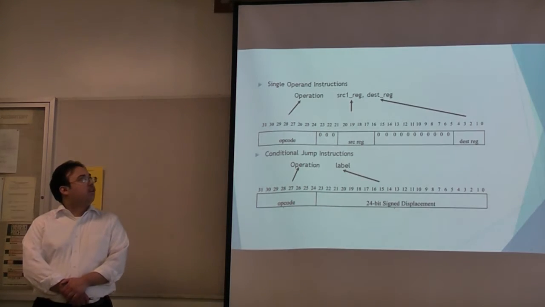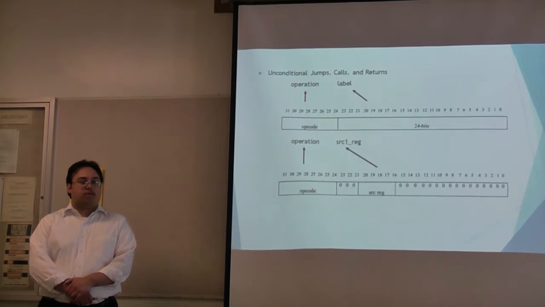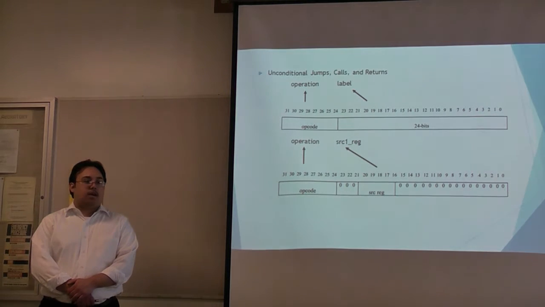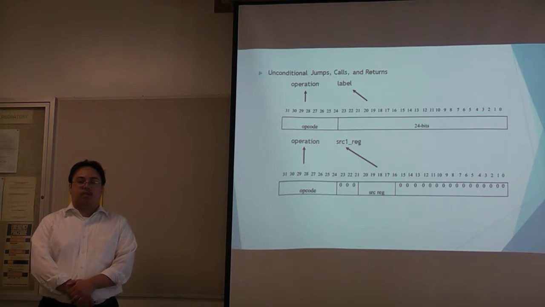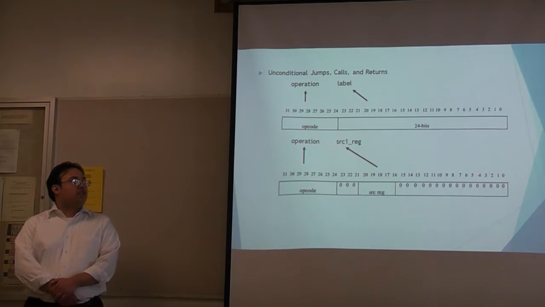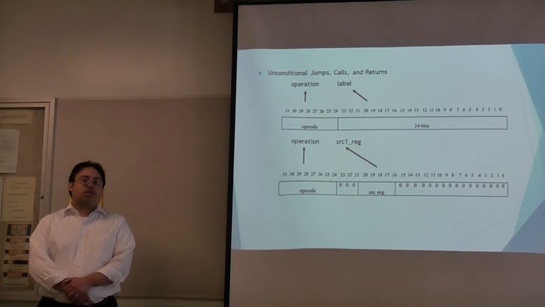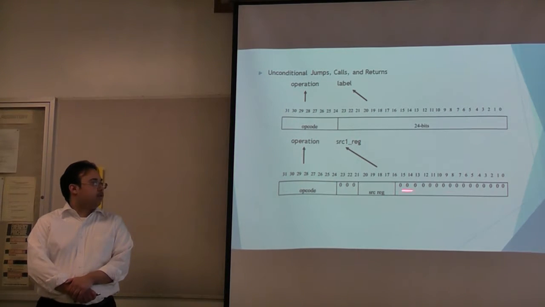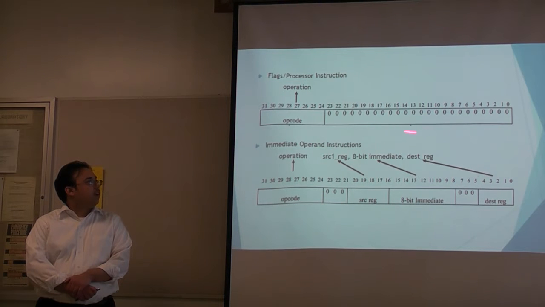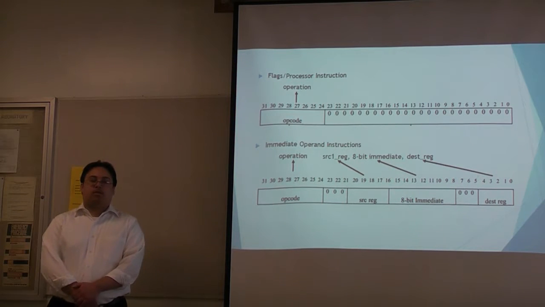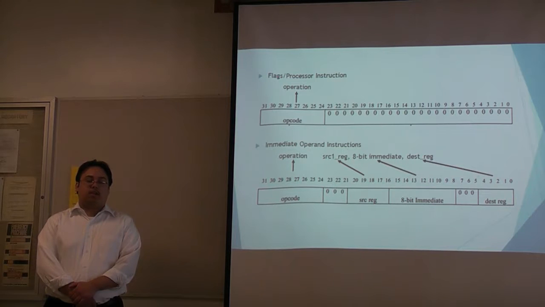A different type of jump is the unconditional jump. Some of them also use the 24-bit displacement. However, others can use a register address, and the information within the register is substituted into the IP to jump. And the return instructions don't use any information. They're simply all zeros. This is a format that is also shared with the flag and crosser instructions, which are, again, zeros.